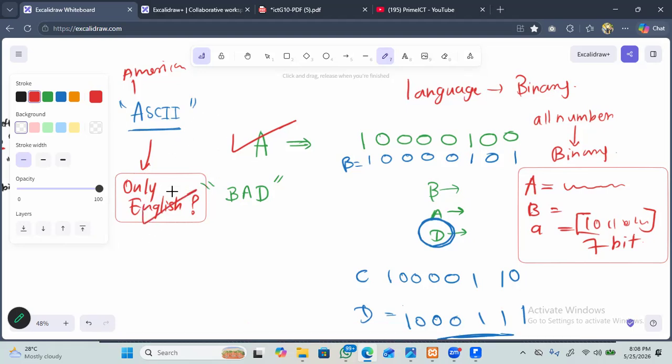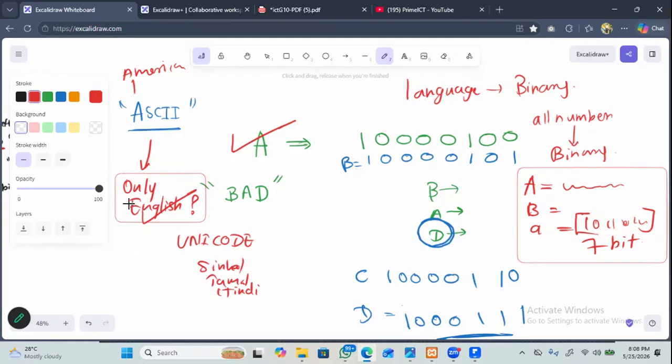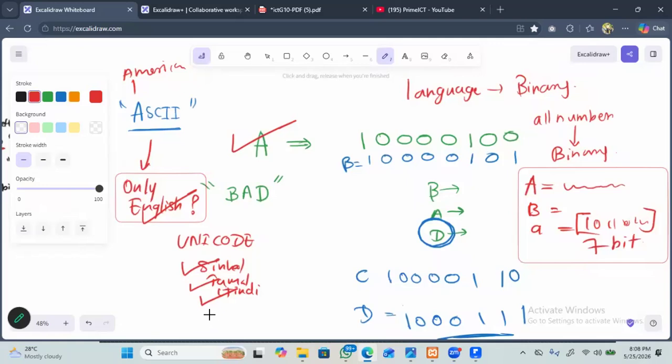Because of this problem only, we found Unicode. Unicode supports other languages like Sinhala, Tamil, Urdu, Hindi. Several languages are supported by Unicode. ASCII supports only English. That is a limitation, a disadvantage. Other people were also willing to use computers in their language and write documents in their language. Therefore, they invented Unicode. Earlier, we had only ASCII.